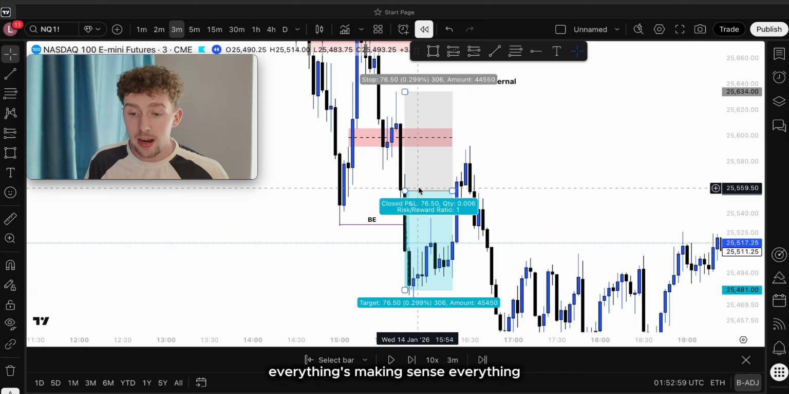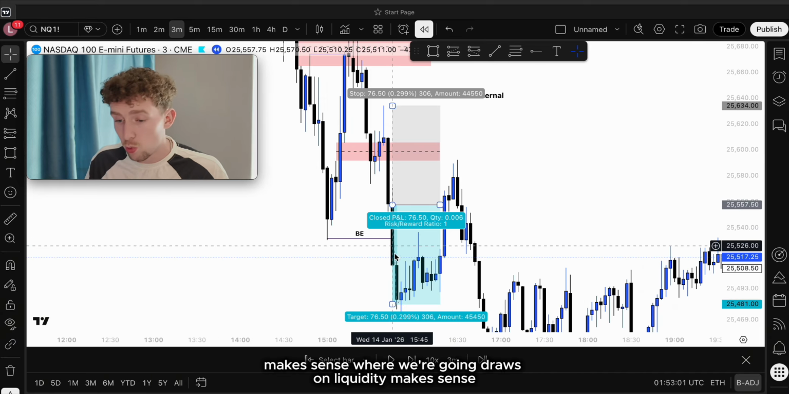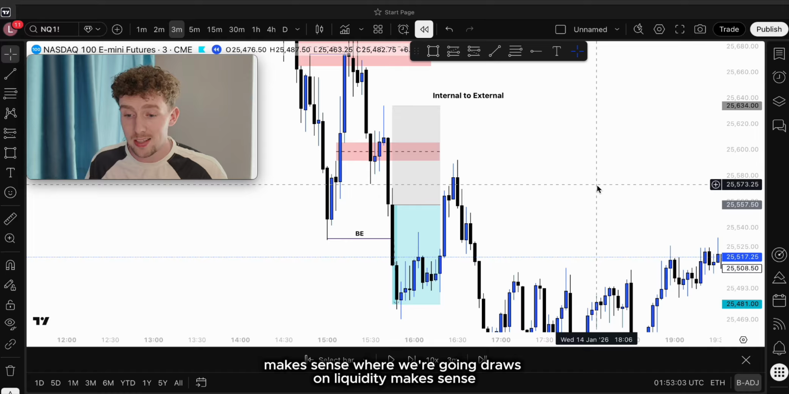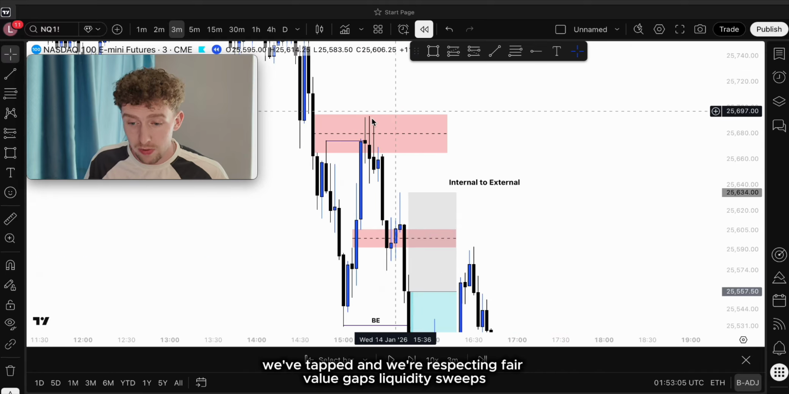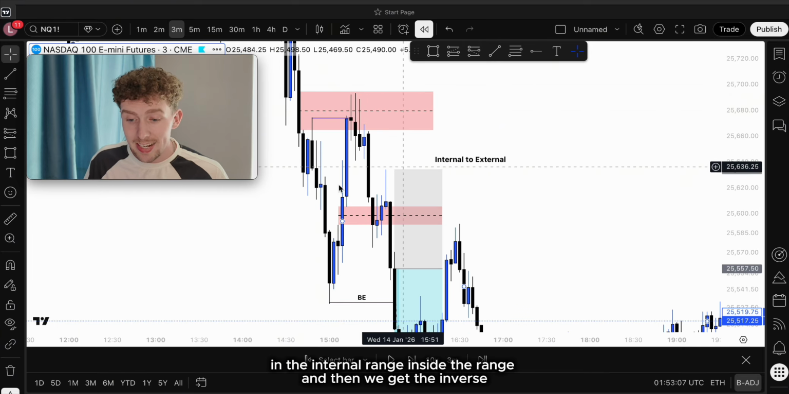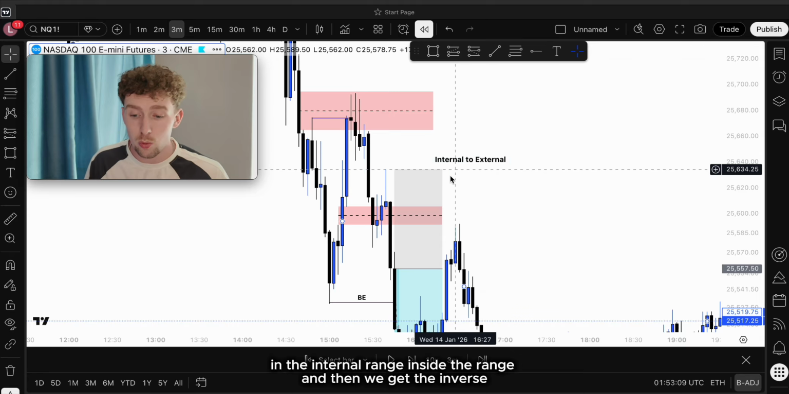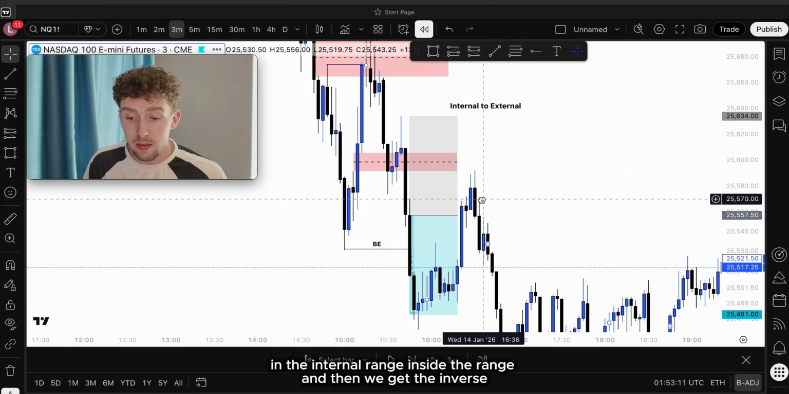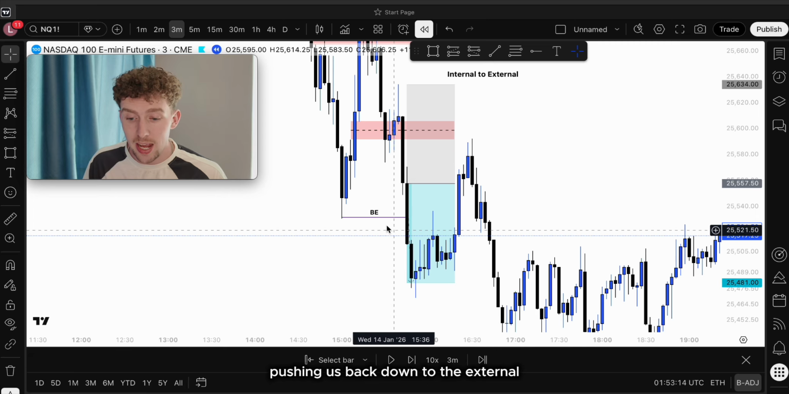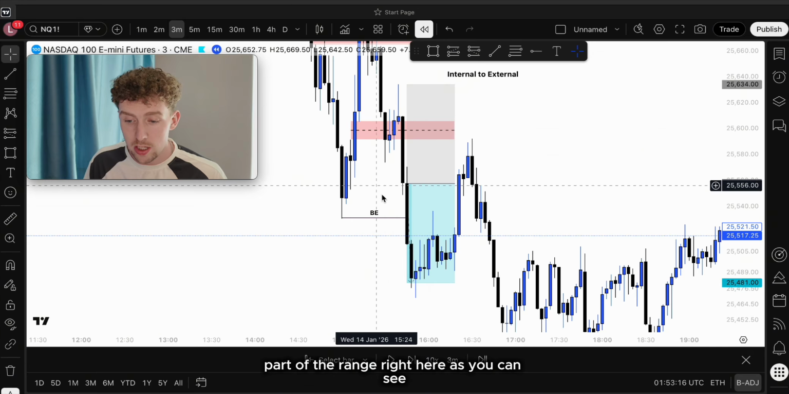A simple trade, everything's making sense. Everything makes sense where we're going. Draws on liquidity makes sense. We've tapped and we're respecting fair value gaps, liquidity sweeps in the internal range, inside the range. And then we get the inverse pushing us back down to the external part of the range right here, as you can see.